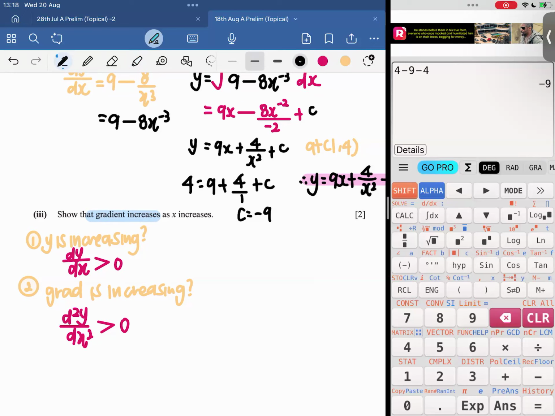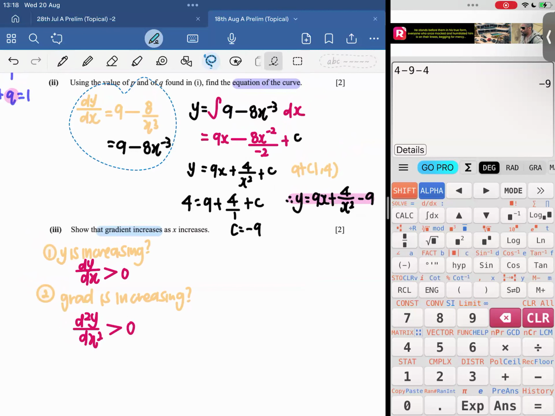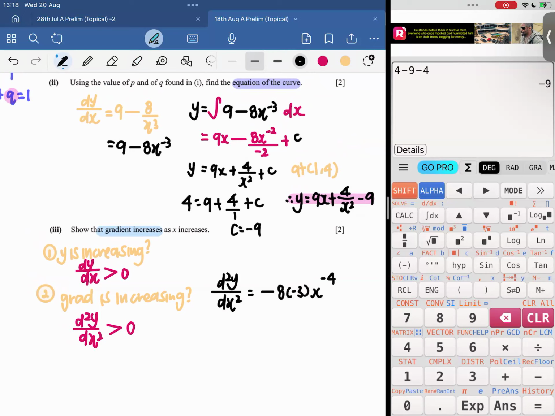All right. Okay, so what's my gradient? My gradient is over here, right? So I'm going to find my d2y dx squared. My d2y dx squared will be, differentiate 9, nothing I can do, bring down x power negative 4. So it's 24 over x power 4. Okay, how do you show me that this is positive? This is a showing question, not find the range. So you got to show me that this is positive.